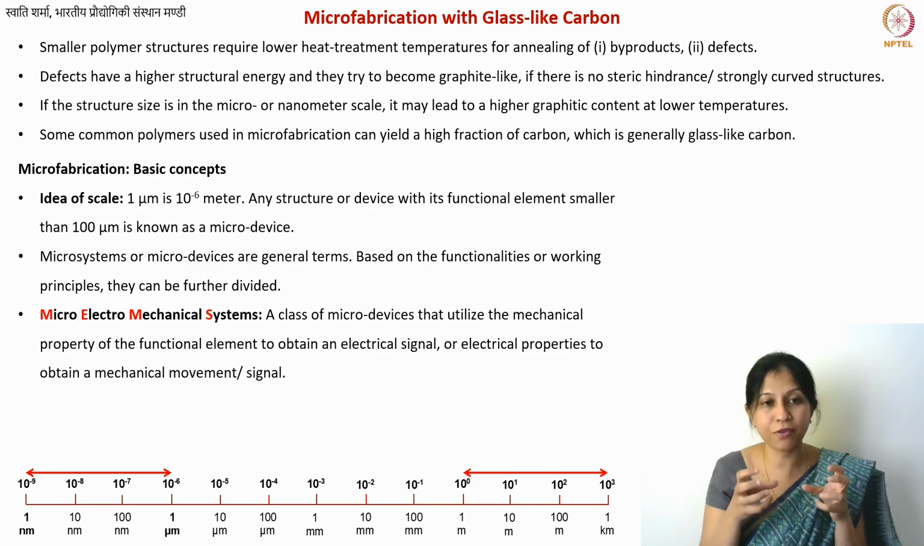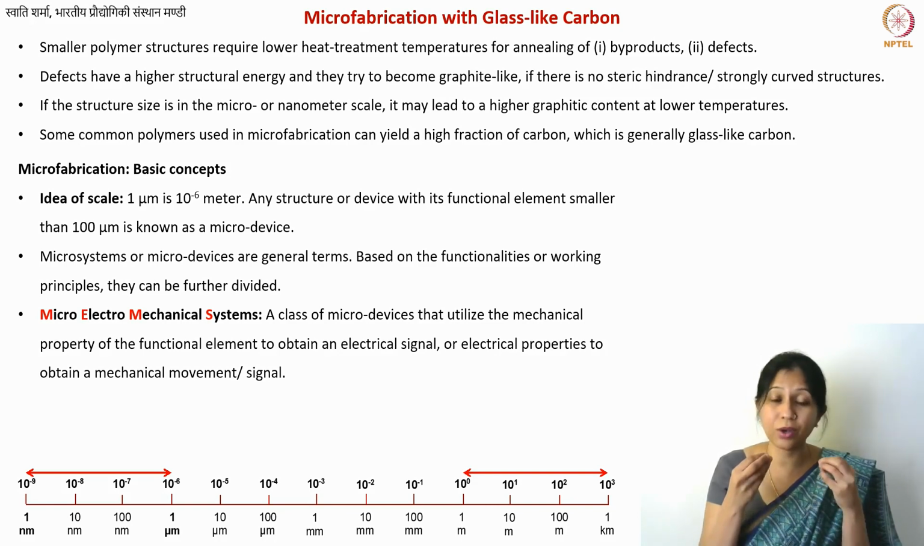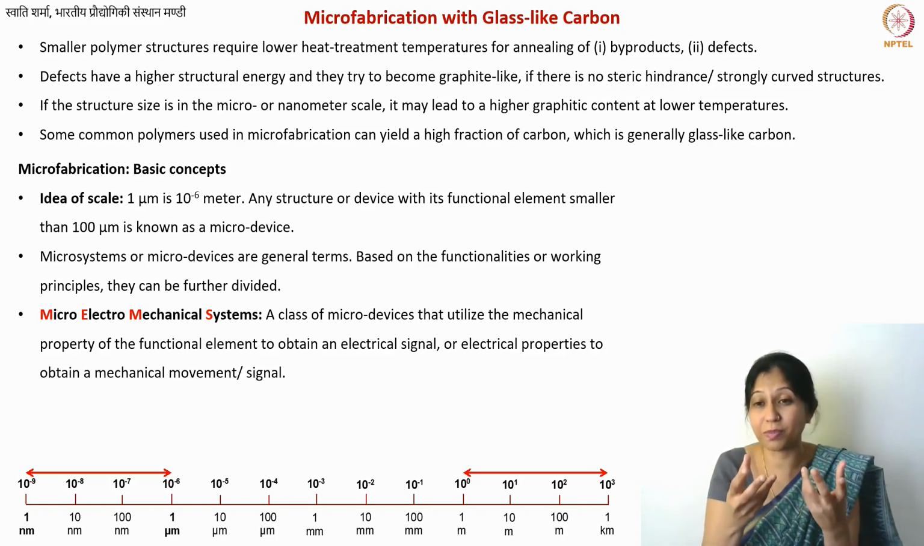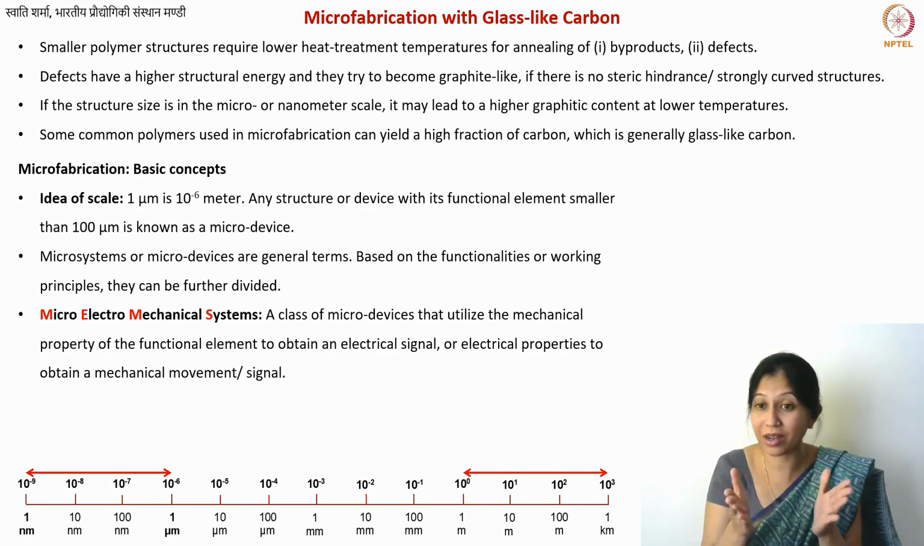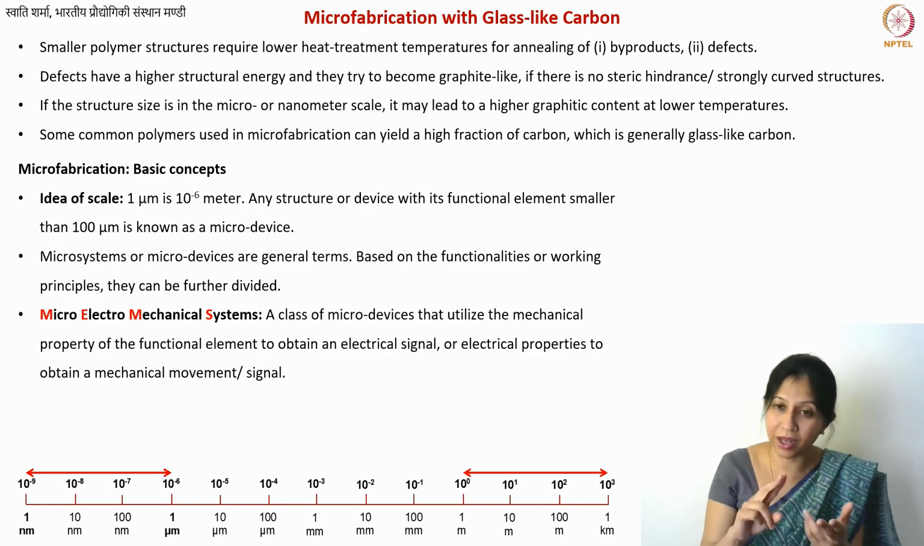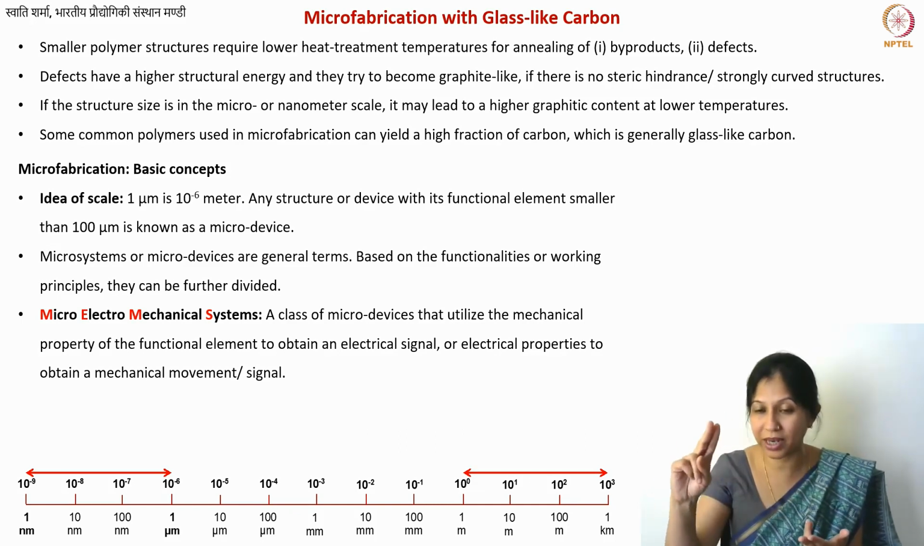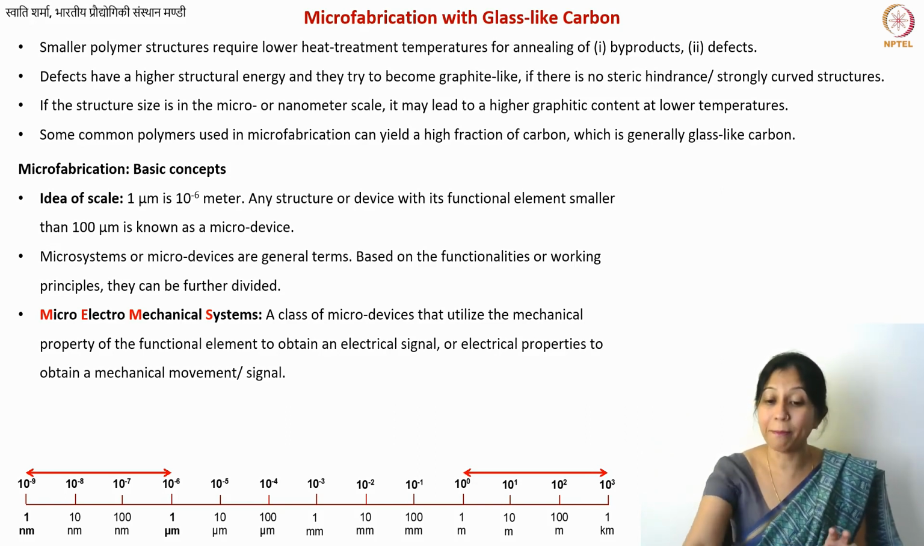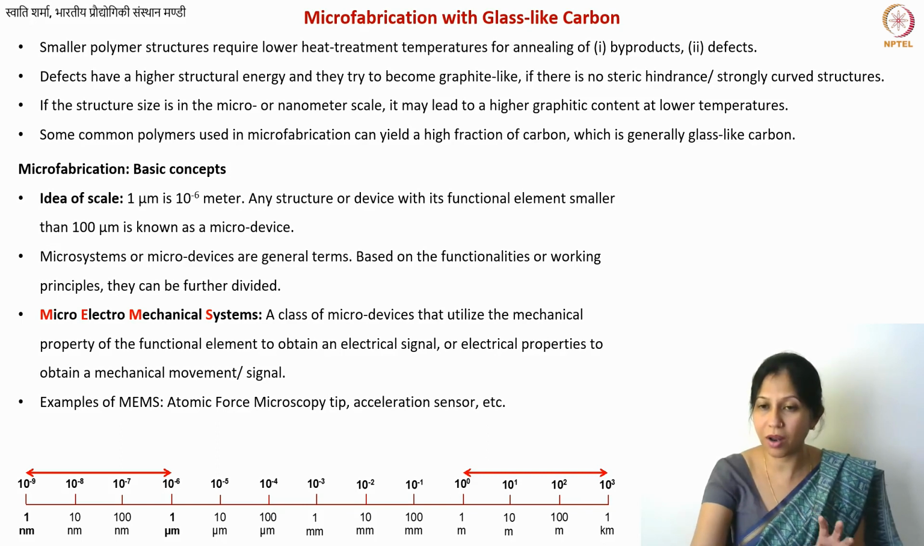So the definition of MEMS is that this is a class of micro devices where you either utilize mechanical properties of that material or of that structure to obtain an electrical signal or a readout, or the other way around. Either you use the mechanical properties to get an electrical signal, or you use the electrical properties to, let's say, mechanically vibrate your structure. These types of devices are known as MEMS devices. But not all microscale devices are MEMS. That you need to remember.